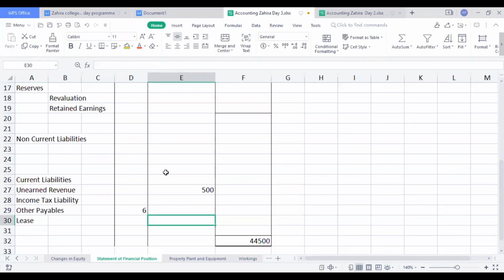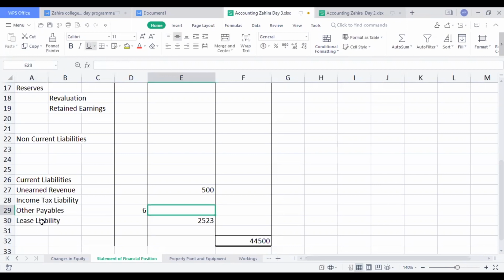I won't put lease creditor, or even if you put lease credit, it's fine, guys. Lease, how much is the lease amount? Or you can write lease liability, whatever you guys prefer. Okay. It's liability.